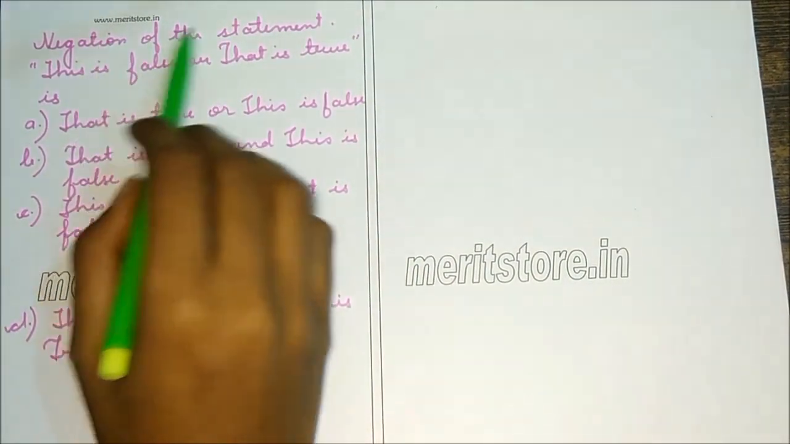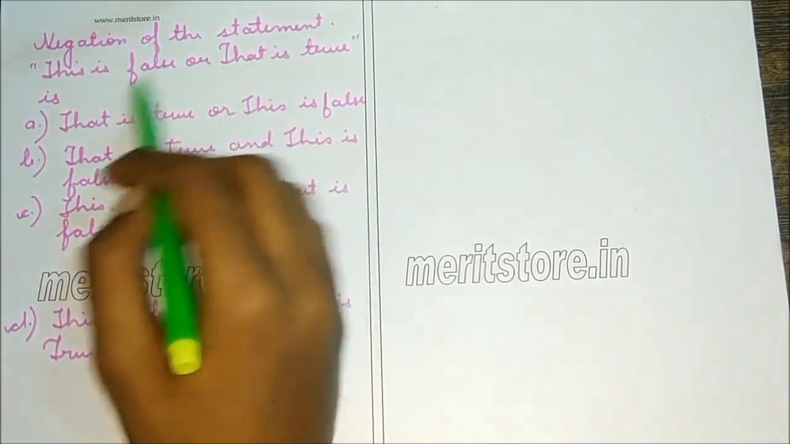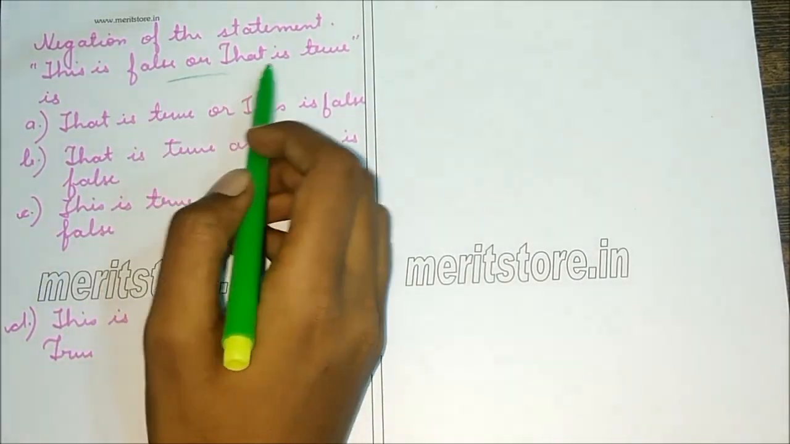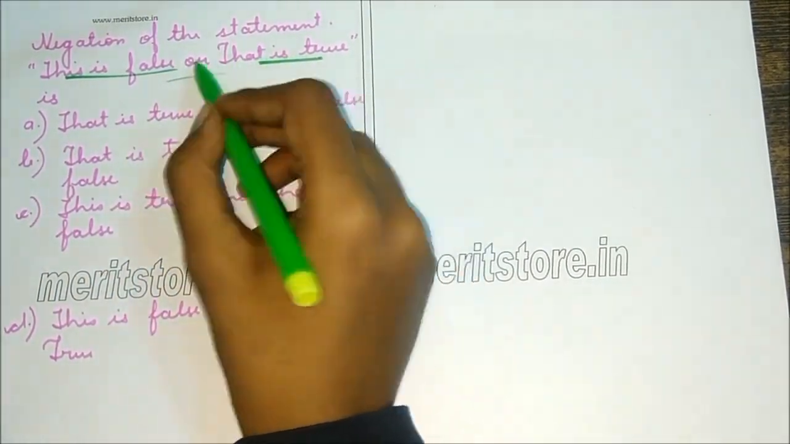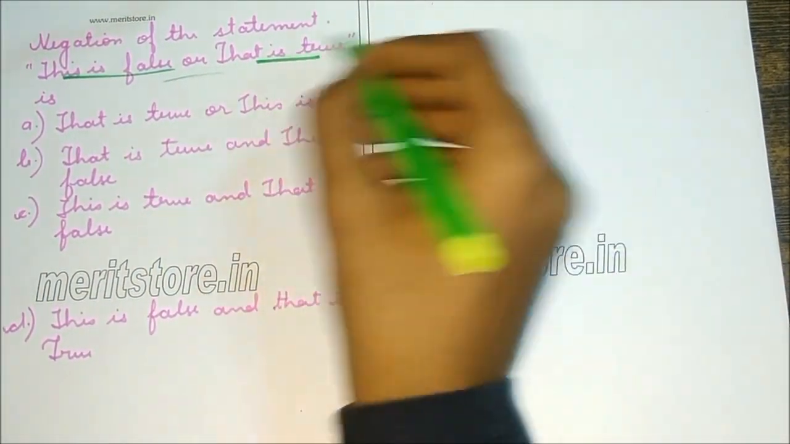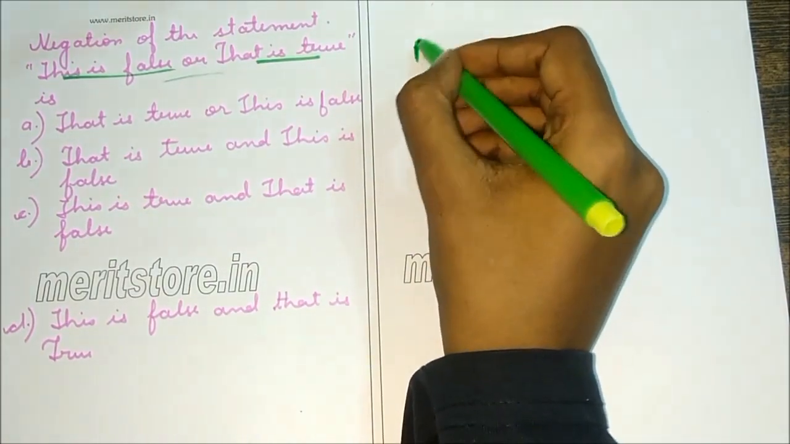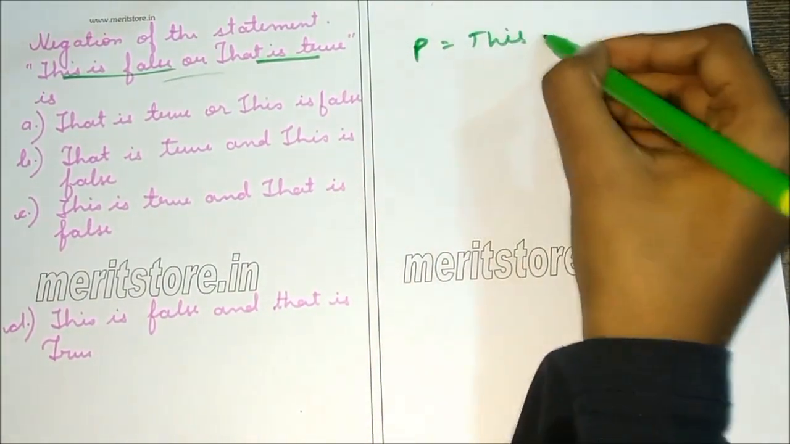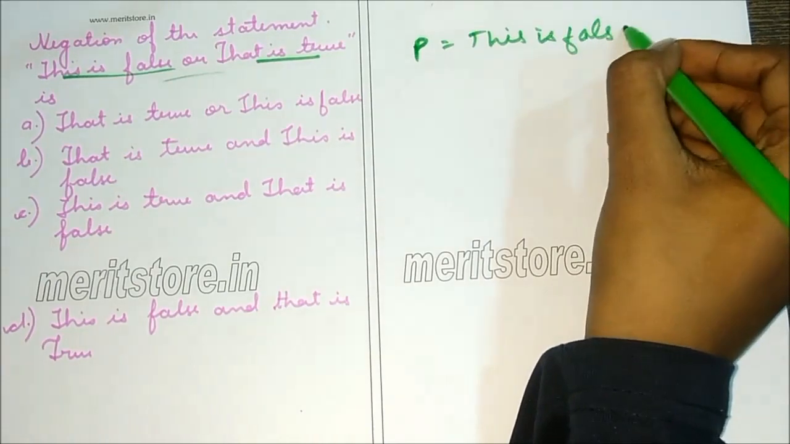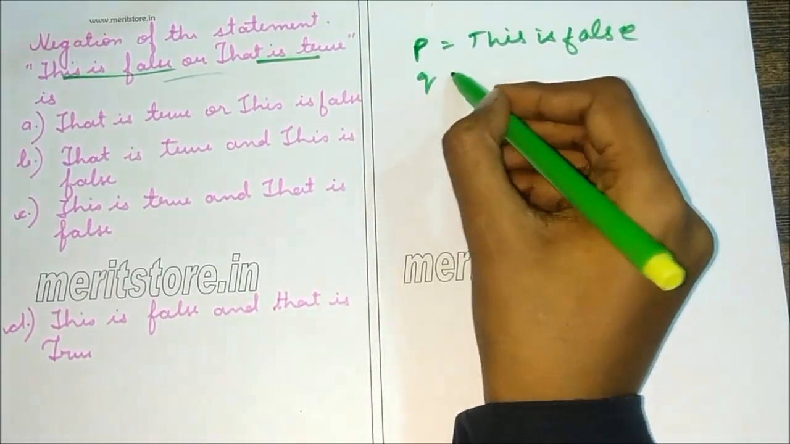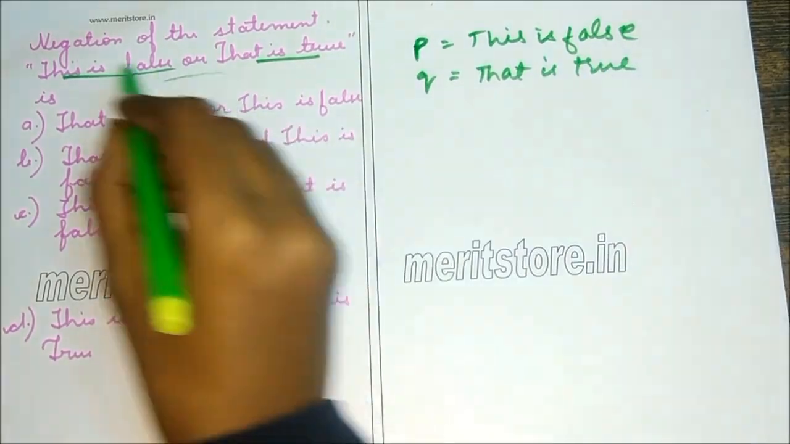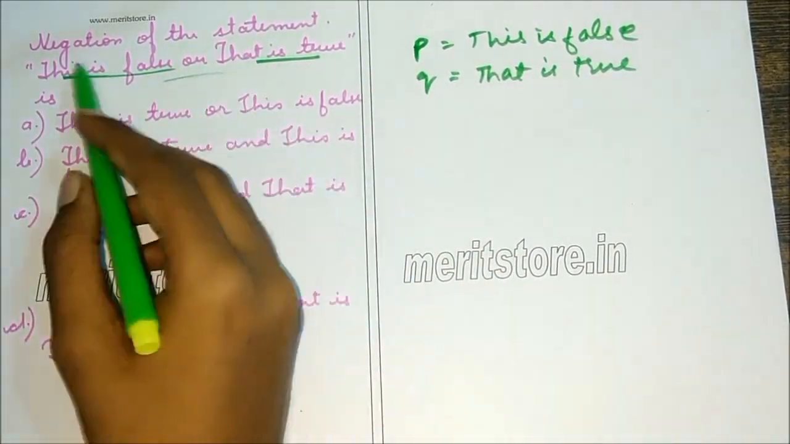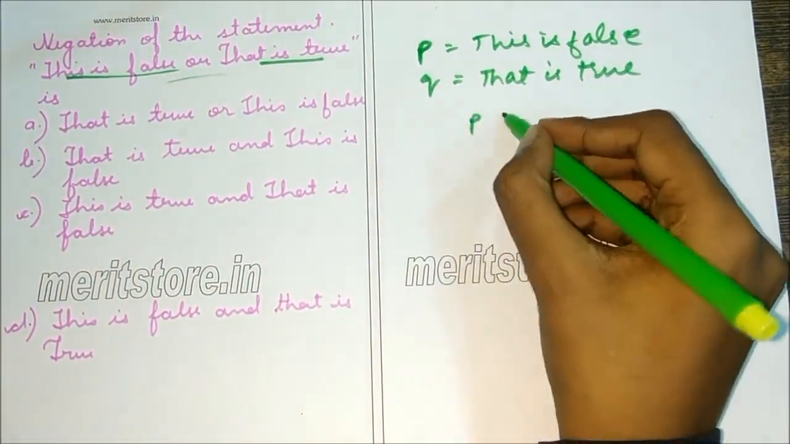Now we have to find the negation of this statement: this is false or that is true. We'll split this big sentence into smaller statements. Let P be this is false, and Q be that is true. So the symbolic form of this sentence will be P or Q.